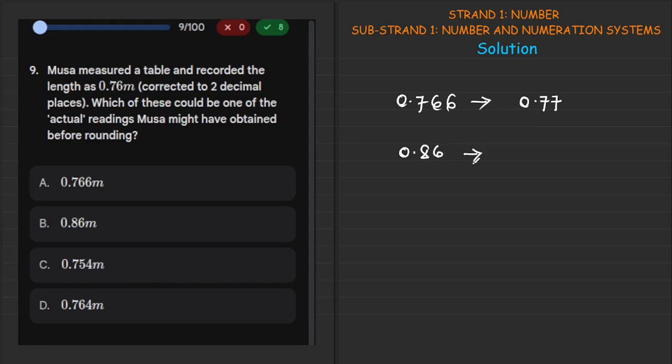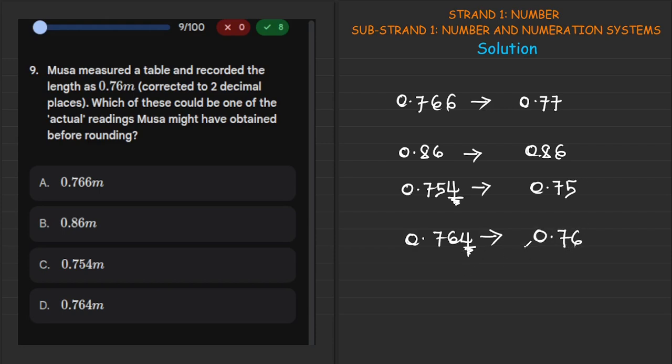0.86 is already in 2 decimal places, so it maintains the 0.86. 0.754, we want to round it to 2 decimal places. This 4, which is our decider, is less than 5. Hence, we are going to keep the 0.75 as it is. Now, for the last one, 0.764. This decider is also less than 5. Hence, we will just keep the 0.76 as our what? Rounding. So our answer is D. And that is just it.